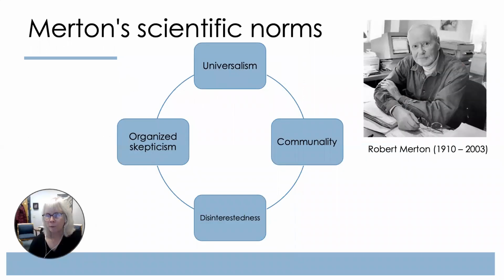So Robert Merton talks about the four scientific norms that undergird what we're talking about here. First off, scientists are disinterested. They're passionate about their work, but they're not putting their finger on the scale, trying to make something fit. They're willing to weigh both sides of the coin.